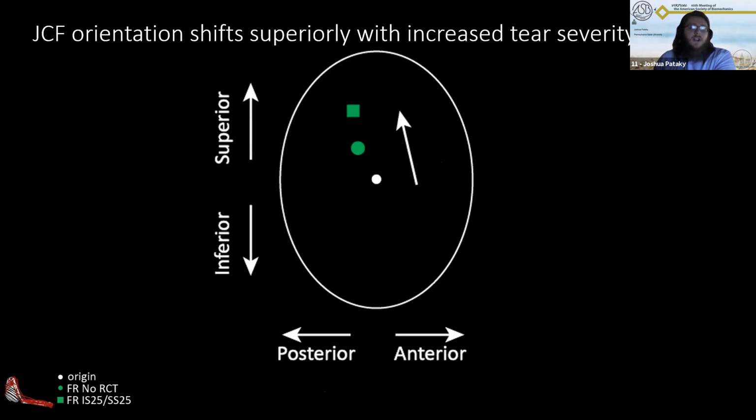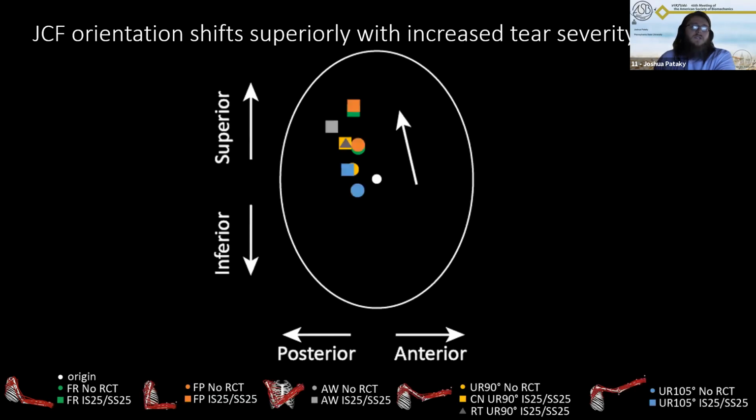Progressing to the greatest tear severity, noted by the colored square, the force moves more posterior and superior. While superior translation could indicate superior humeral head translation, even at the greatest tear severity, the force remains within the glenoid fossa. We look at the projected orientation for all tasks.